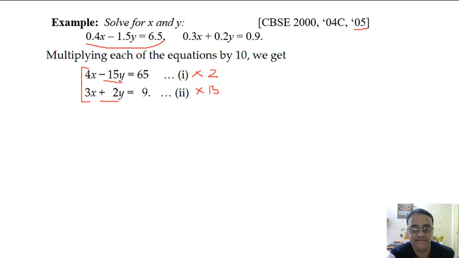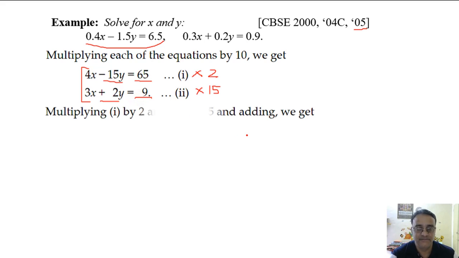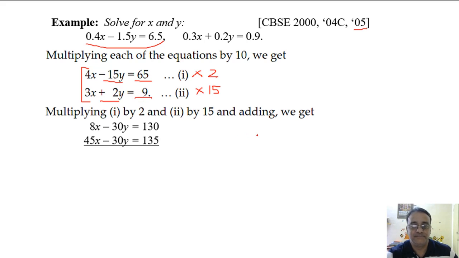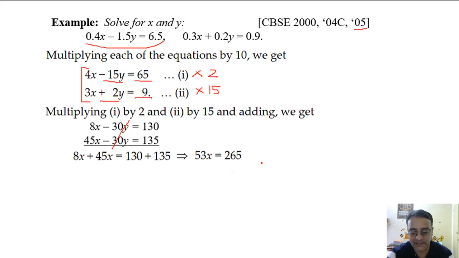So what you will get: 8x - 30y = 120, and 45x + 30y = 135. Now we have to add. If you add, these two will be cancelled. So we get 53x = 265, that is 8x + 45x = 120 + 135. So what is the final value of x? 5, right.